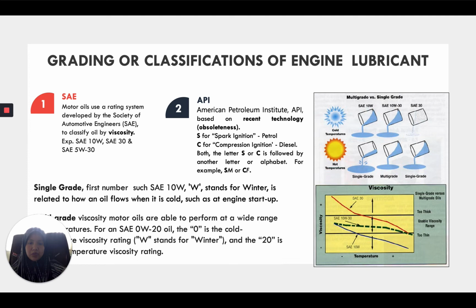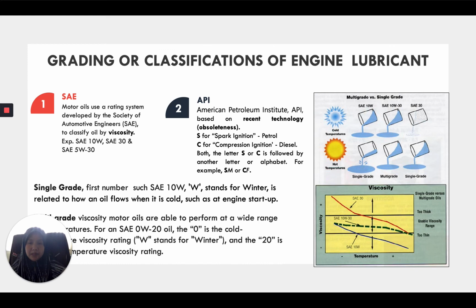The lower the number here, the less it is thickened in the cold. So 5W30 viscosity engine oil thickens less in cold than 10W30. And 10W30 oil will thin out at higher temperature faster than the 10W40 will. So it depends on what number you have on the multi-grade.